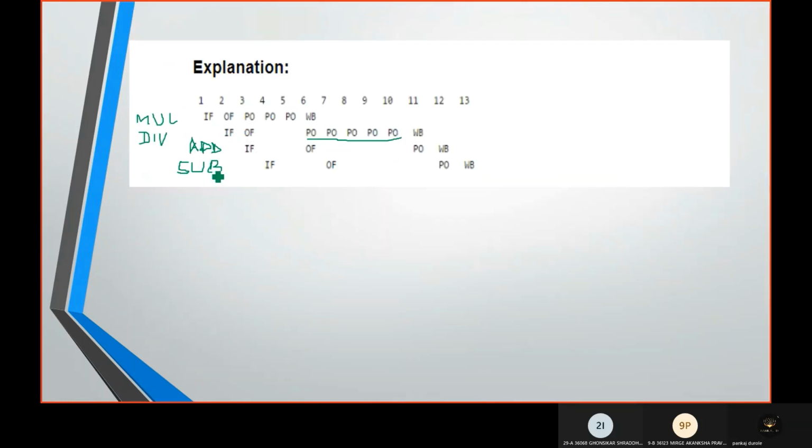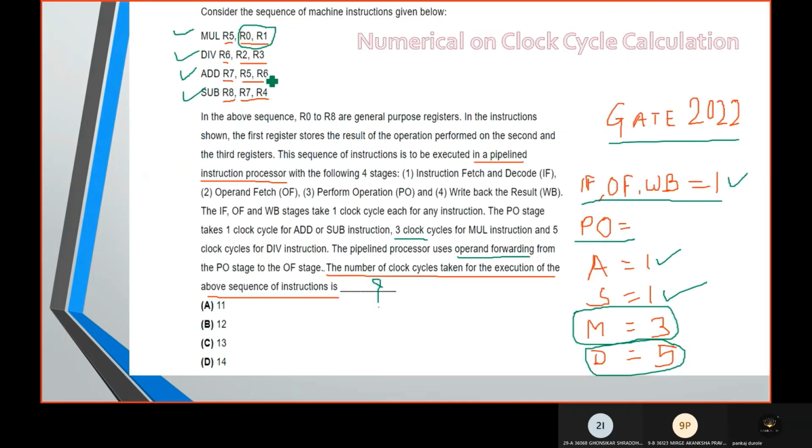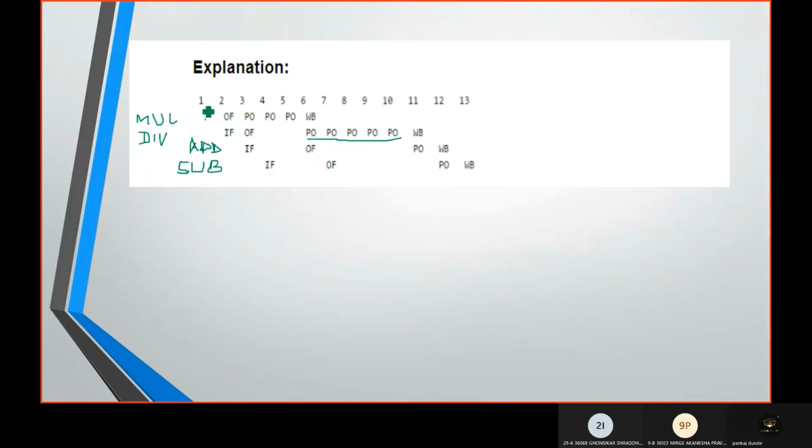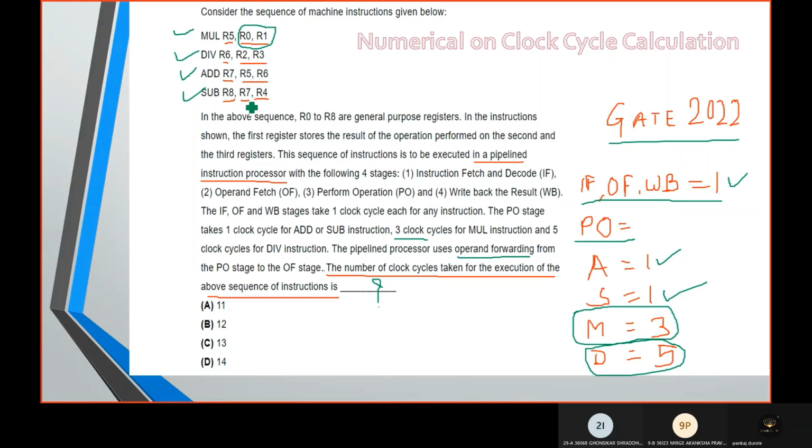Finally, I calculate how many clock cycles I required to execute all these instructions with all the constraints. So first, second, third, fourth, fifth, sixth, seventh, eighth, ninth, 10th, 11th, 12th, and 13th. The last write back operation I performed for the sub instruction was on the 13th clock cycle, and because of that, this group of instructions will require 13 clock cycles.